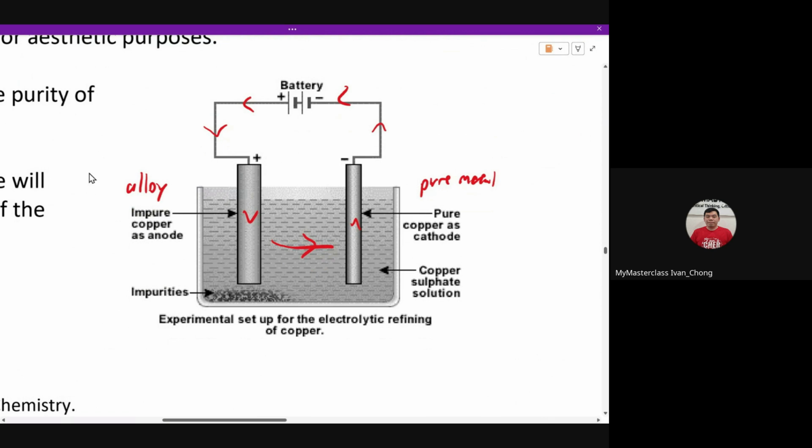So when you have this very impure copper itself, what happens is that you want to just transfer the copper to the right hand side itself. So the right hand side is just pure copper. So as the copper transfers from left to right, this one actually gets smaller.